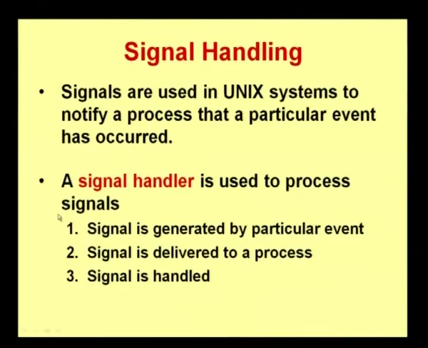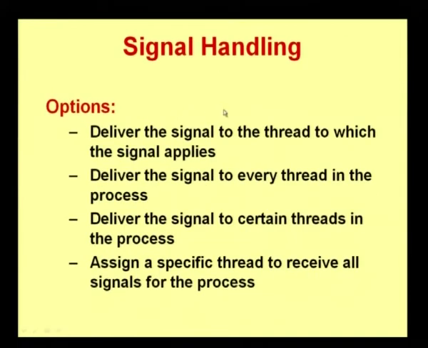A signal handler is used to process the signals. A signal is generated by a particular event. The signal is delivered to a process. Then the signal is handled. It is more common in the Unix operating system to notify a process that a particular event has occurred. Then what are the options of signal handling?